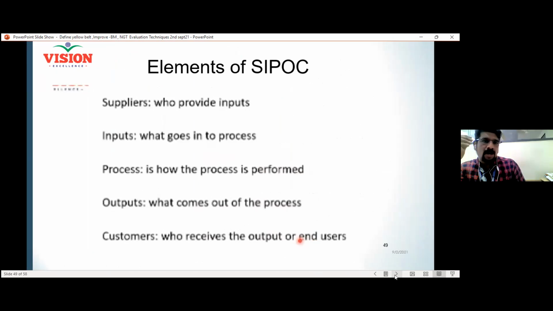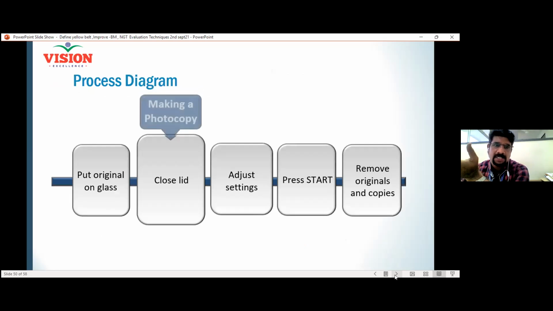Okay, supplier is the one who provides the input to the organization, to the process. The input is what goes into the process. So into the machine, you are giving a raw material. Okay, that is the input. The process is what is happening in the machine, conversion of raw material to finished good. That is the process. Then what is the output? The outcome of the process. So after the machine has done the machining, you are getting a finished product. That is the output. Who is the customer? The one who receives the output, the one who receives the product, or the end user is called the customer.